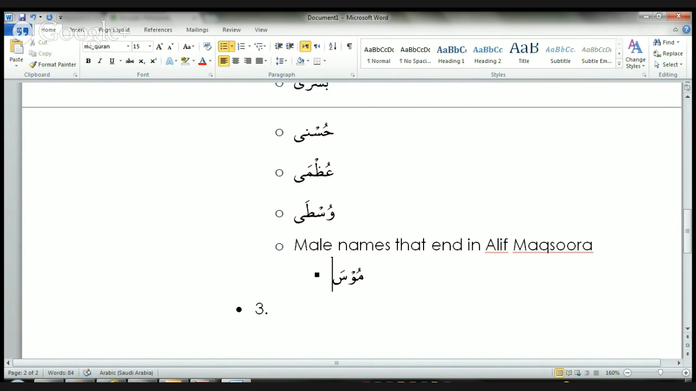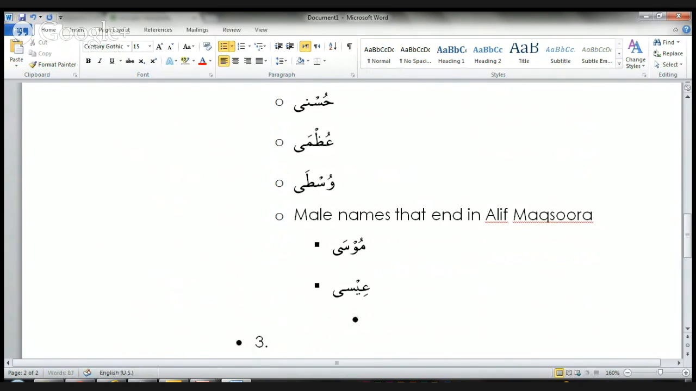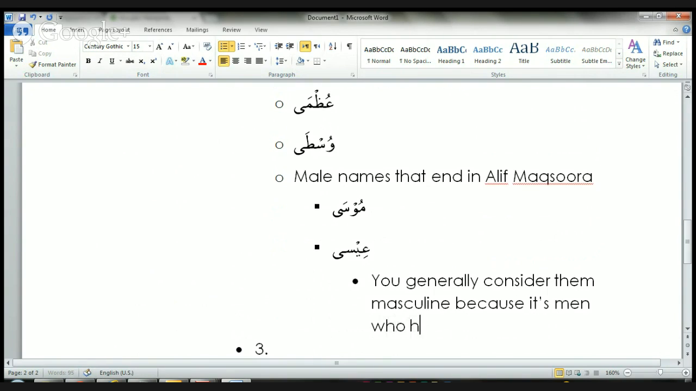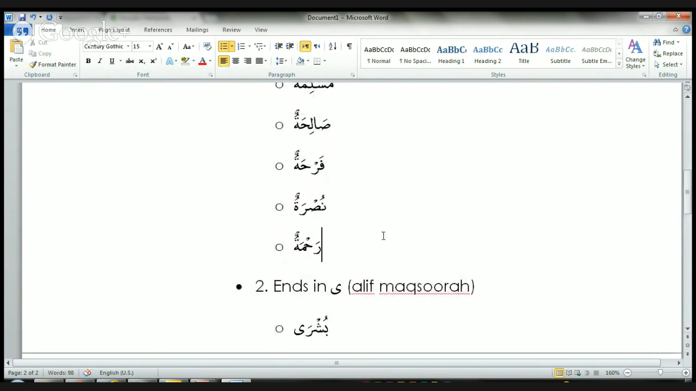Musa, Isa. Good enough. So the general rule is that you generally consider them masculine because it's men who have these names. I'm going to go up a little bit.